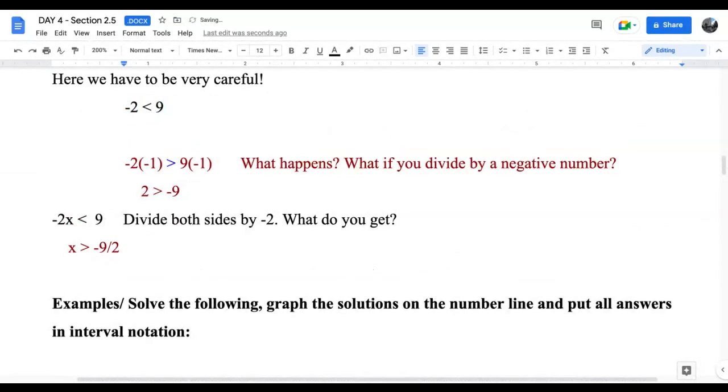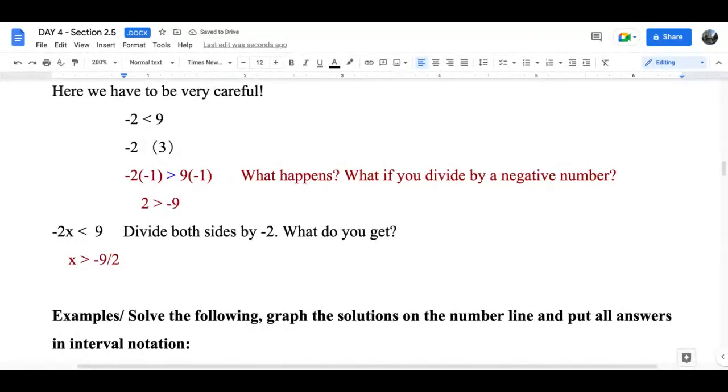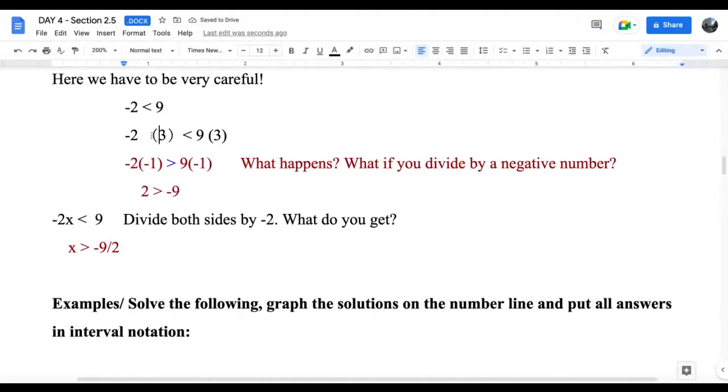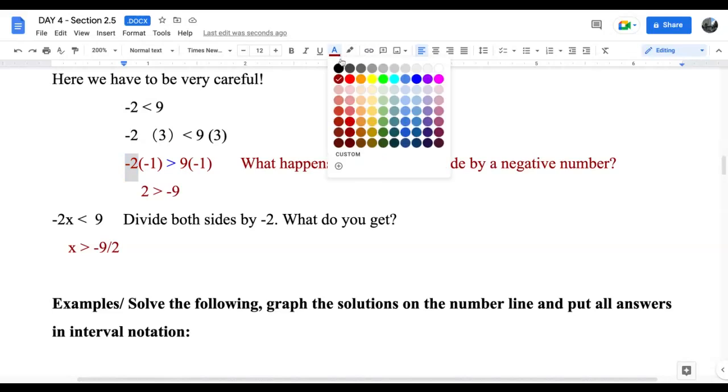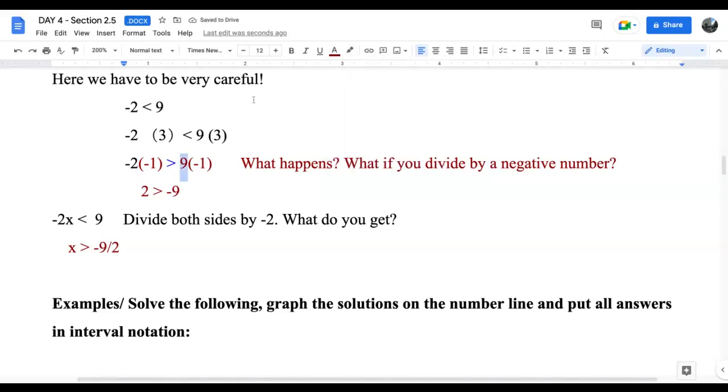Okay, let's just do one. Let's say -2 less than 3. Multiply by 3. It's still less than, we keep the sign. It's still less than 9 times 3. Same thing for division. If we multiply or divide by a positive number, it's the same as equations. Nothing gets changed. And the statement is still true, right? -6 less than 27. But if we multiply by a negative number or divide by a negative number, that will change the signs.